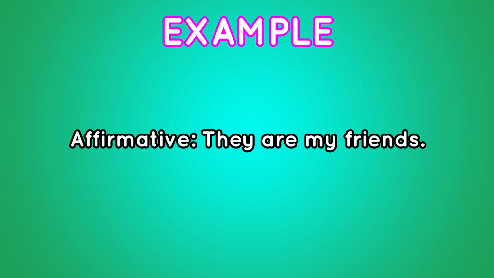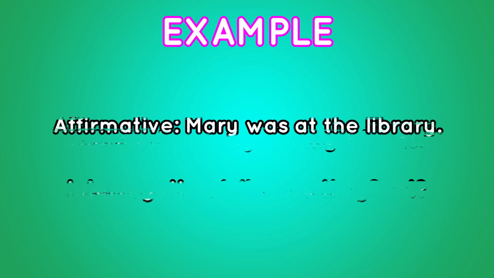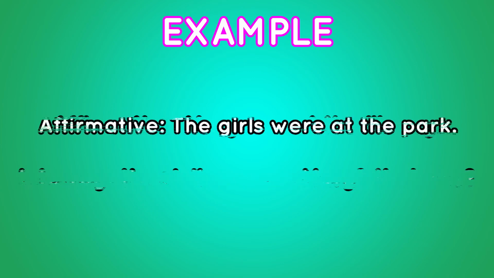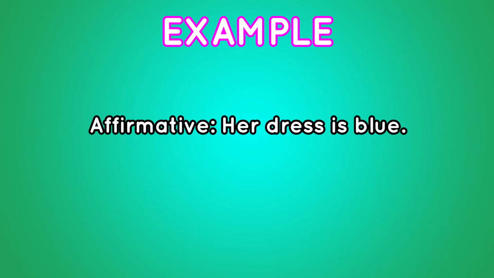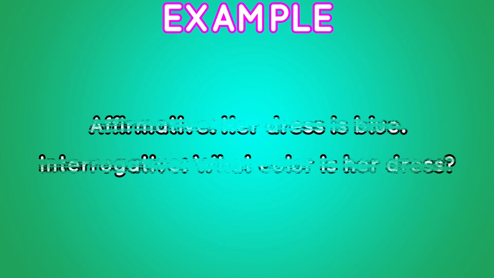Check these examples. They are my friends. Who are they? Check this other example. Mary was at the library. Where was Mary? I will show you some more examples. The girls were at the park. Where were the girls? At the park. Her dress is blue. What color is her dress?